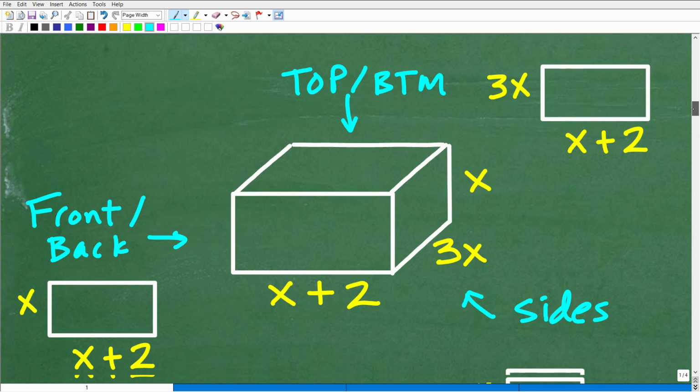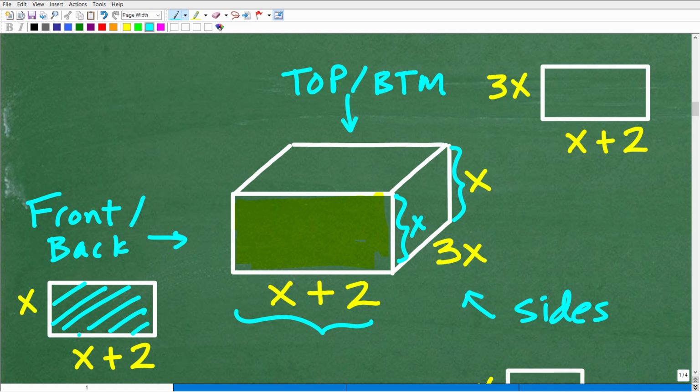All right, so let's be a little more specific about this. Let's start with the front. I'll call this the front and back. So here's the front. It's going to be the exact same dimensions as the back. What are its dimensions? Well, its length is x plus 2, and the height here is x, so over here is x as well. So the area of this front part, and same thing with the back part, is x times x plus 2. We'll find the area in a second, but of course it's length times width.